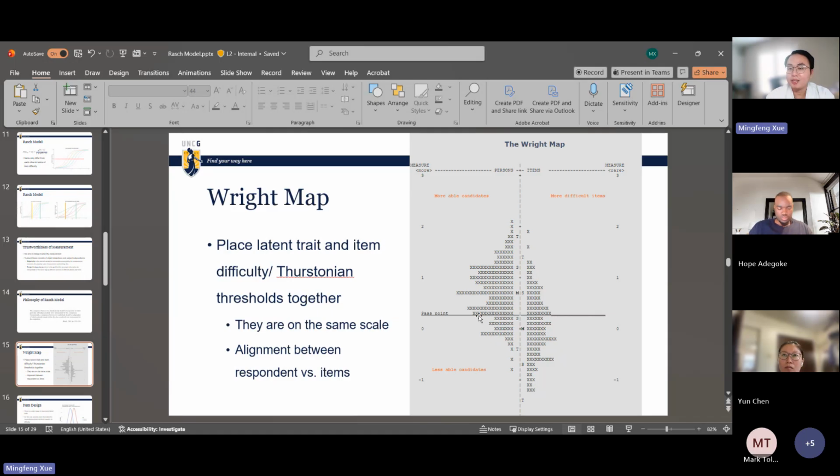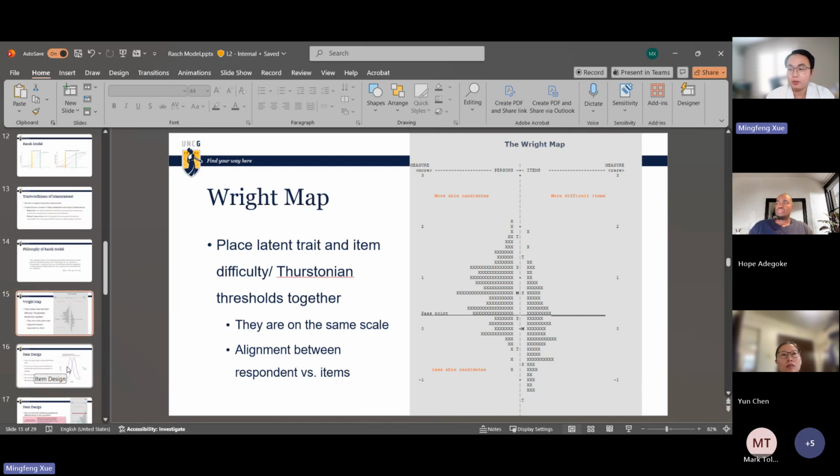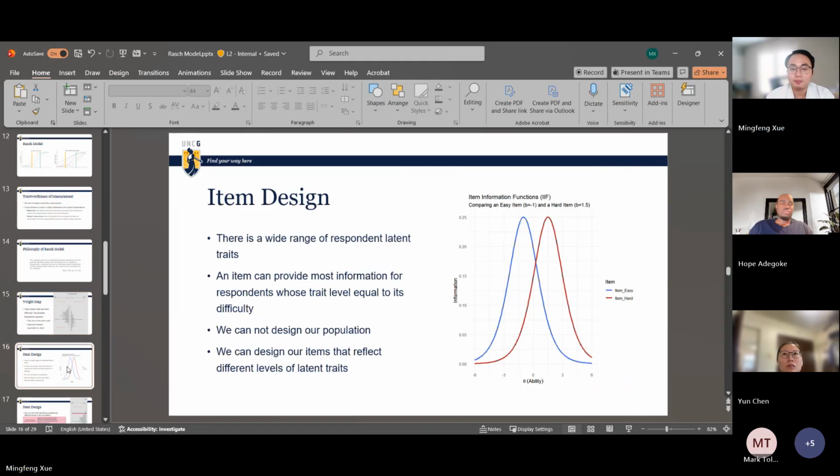So in this Wright map, you can see they are actually pretty matched, but the items are easier than our target population. We can compare them together. And moreover, the Rasch model can help us in item design.